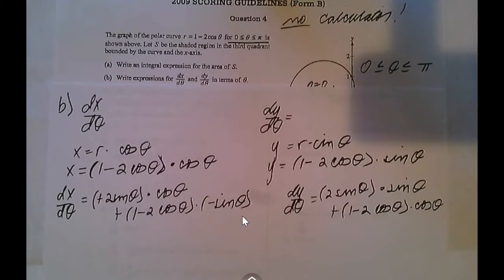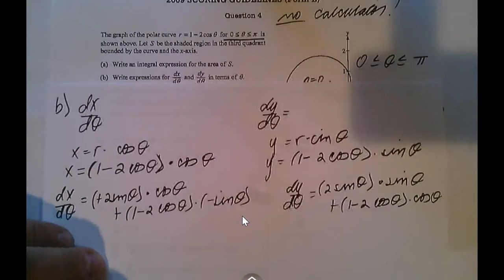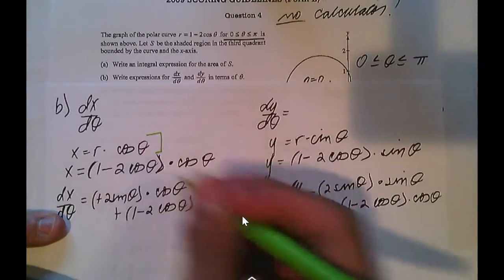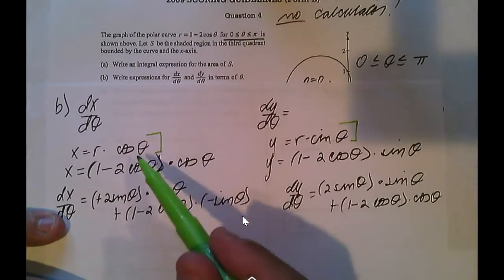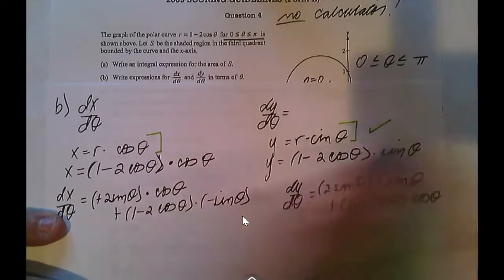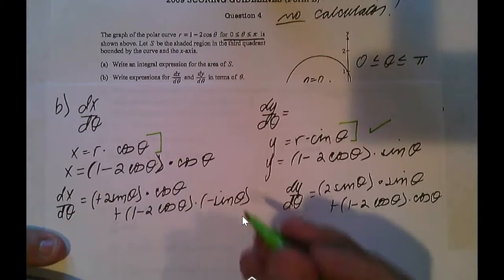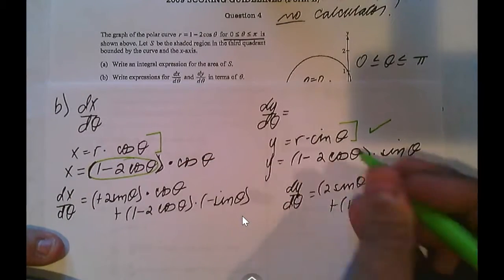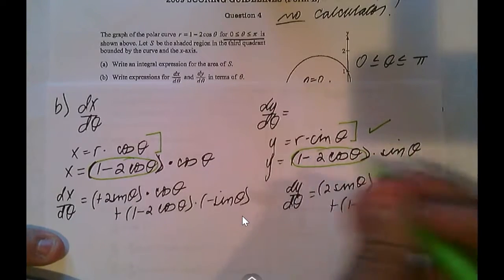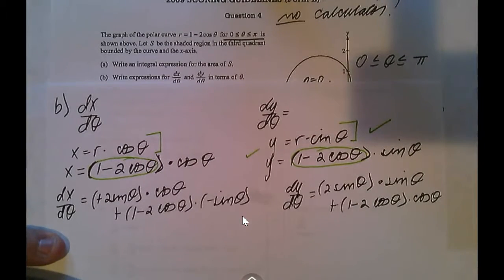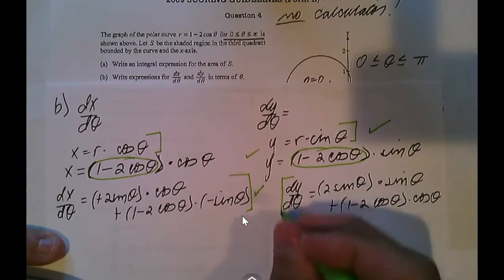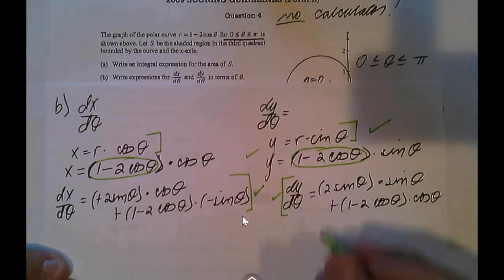That's it. That's all you needed to do. Let me double check. Write expressions for dx/dθ and dy/dθ in terms of θ. They awarded 1 point if you had the relationship x equals r cosine θ and y equals r sine θ. If you correctly found the derivative of the radius, anywhere at all, another 1 point. For finding the correct expression for dx/dθ, 1 point. Correct expression for dy/dθ, 1 more point.